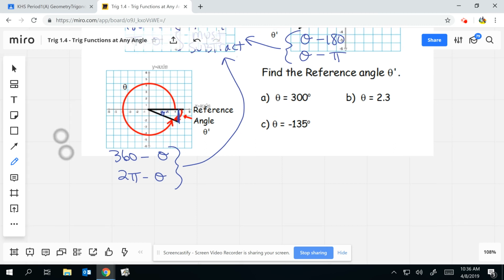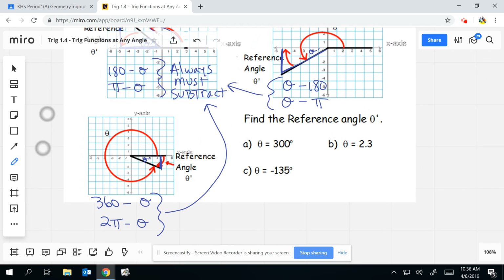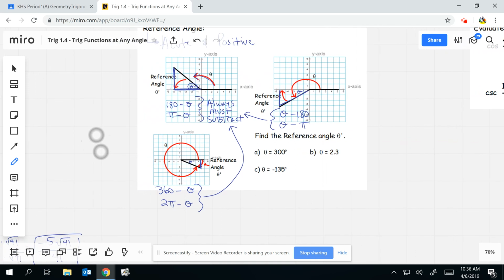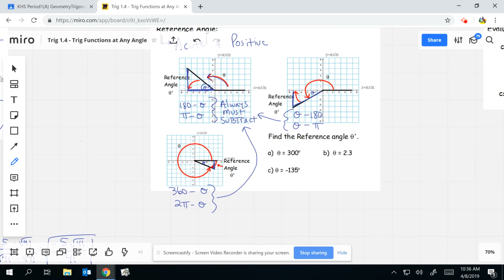So let's look at our examples. 300 degrees. Where would 300 degrees be located? Which picture is going to be like 300 degrees? Probably like this one down here. It's probably going to be about this area, 300. So we're going to take the 360 and minus the 300 from it.